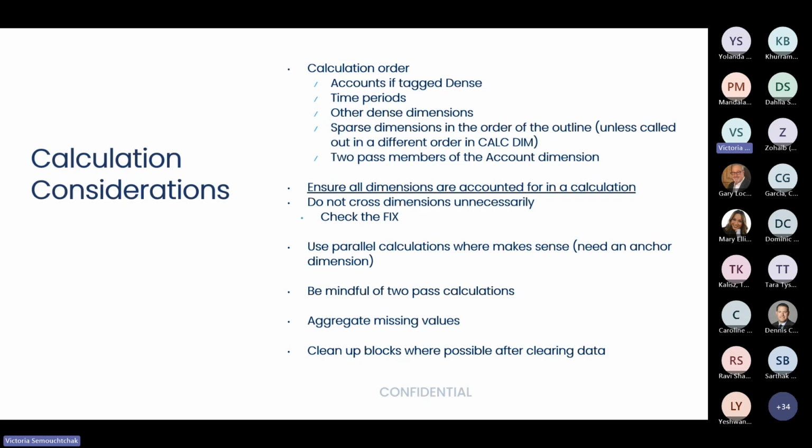And what parallel calculations allow you to do is calculate non-related slices of data. So to give you an example, maybe a final version and a working version at the same time, instead of calculating it one after the other. And just in terms of accuracy, ensure that you are aggregating your missing values when appropriate, either through a setting on the application or a setting in the calculation itself.